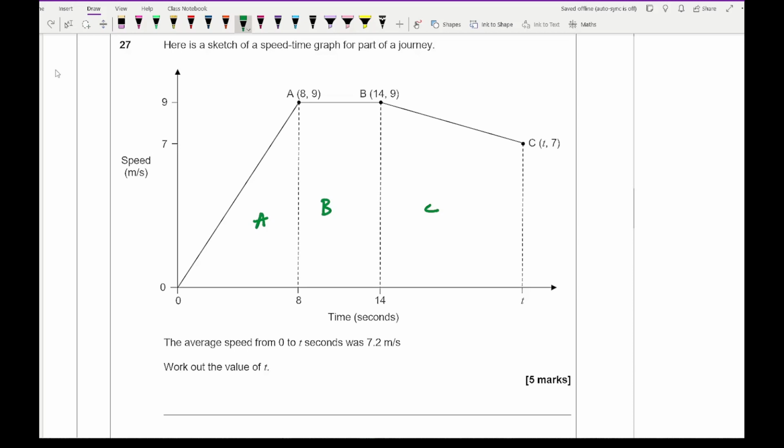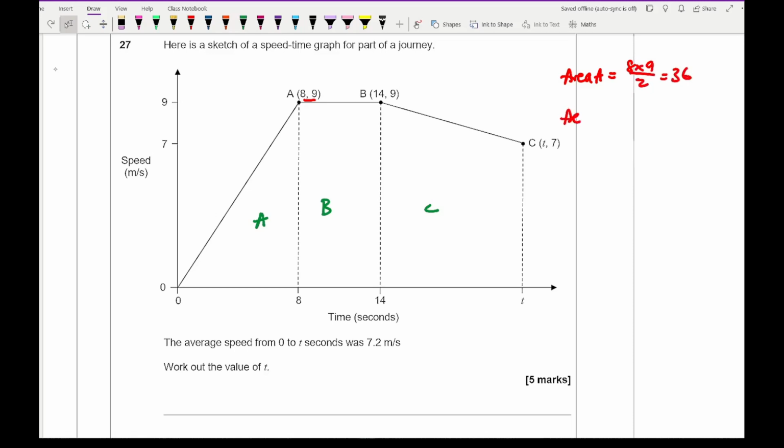Now what we need to do is work out the dimensions of each of these shapes. So here we've got the area of A, which is a triangle. The triangle has got a height of 9 and a base of 8, and I can tell that from the coordinates. So it's going to be 8 times 9 divided by 2, which gives me an answer of 36.